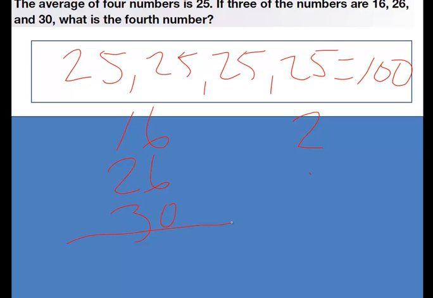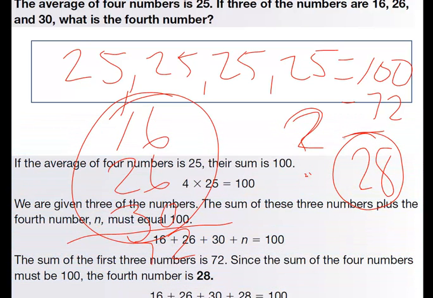Well, we add these up. 6 and 6 is 12. Carry a 1. 3, 5, 6, 7 is 72. So all we have to do is come up here to our 100 and minus the 72 that we already know, and it'll tell us what our missing number is. And that's going to be 28. So our missing number is 28. Does that make sense?